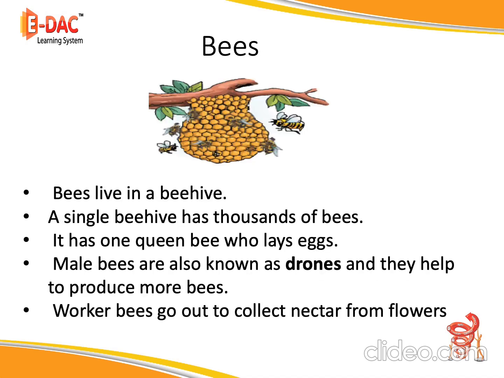Bees. Bees live in a beehive. A single beehive has thousands of bees. It has one queen bee who lays eggs. Male bees are also known as drones, and they help to produce more bees. Worker bees go out to collect nectar from flowers.